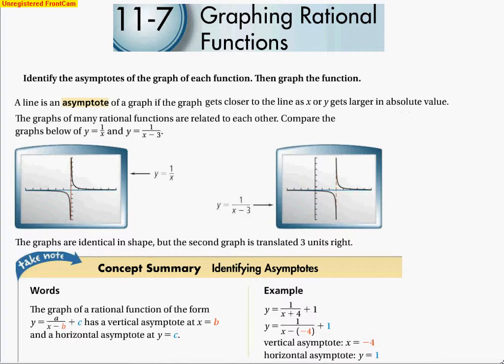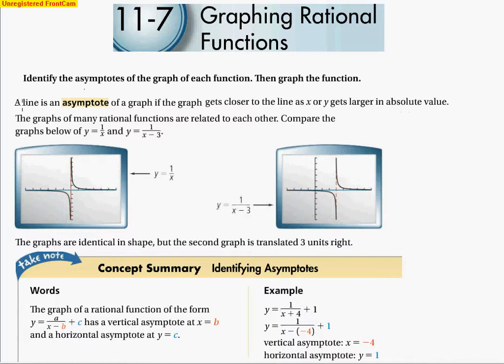This is the lesson for Chapter 11, Section 7, titled Graphing Rational Functions. And so let's take a look at the types of problems we're going to end up seeing. First of all, we're going to have to deal with these directions. It says identify the asymptotes of the graph of each function, then graph the function. So we better figure out what these things are, these asymptotes.